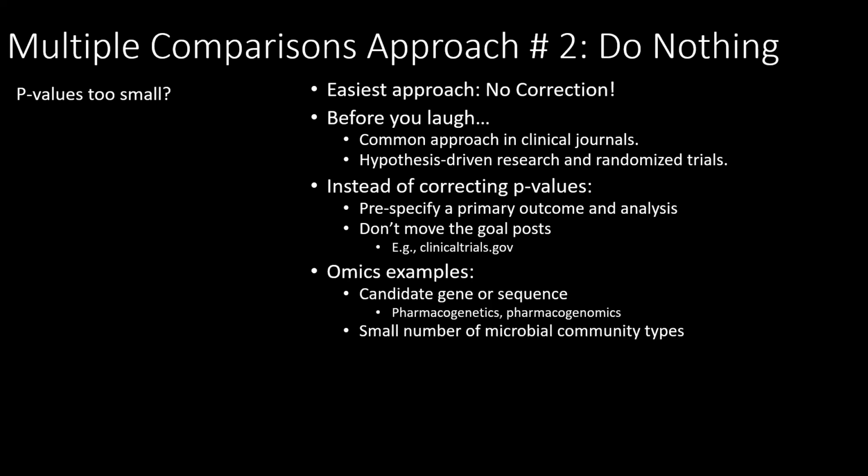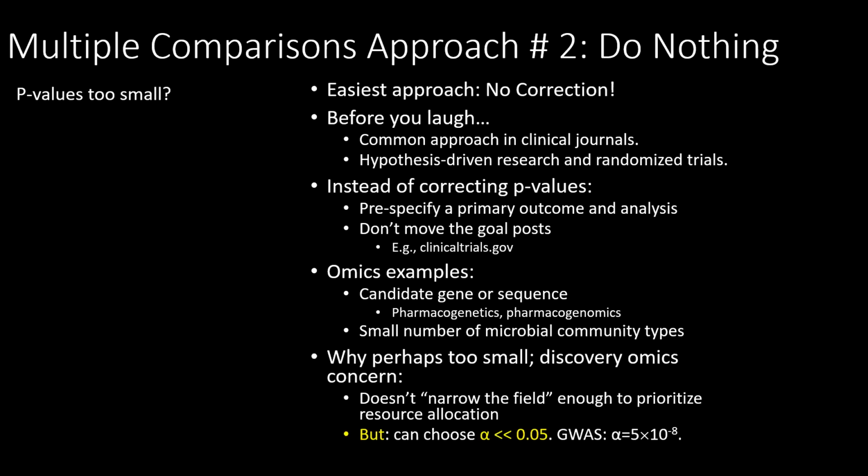Now, in an omics example, this may also be appropriate in the cases of a small number of tests, like a candidate gene or candidate sequence of interest, as is commonly done in pharmacogenetic or pharmacogenomic studies. Also, sometimes we're interested in microbiome research, just looking at a small number of microbial community types as well. But again, why perhaps is this too small? Again, it's that discovery omics concern that on the one hand, it doesn't narrow the field enough necessarily to help prioritize research allocation or help you figure out what to do next.